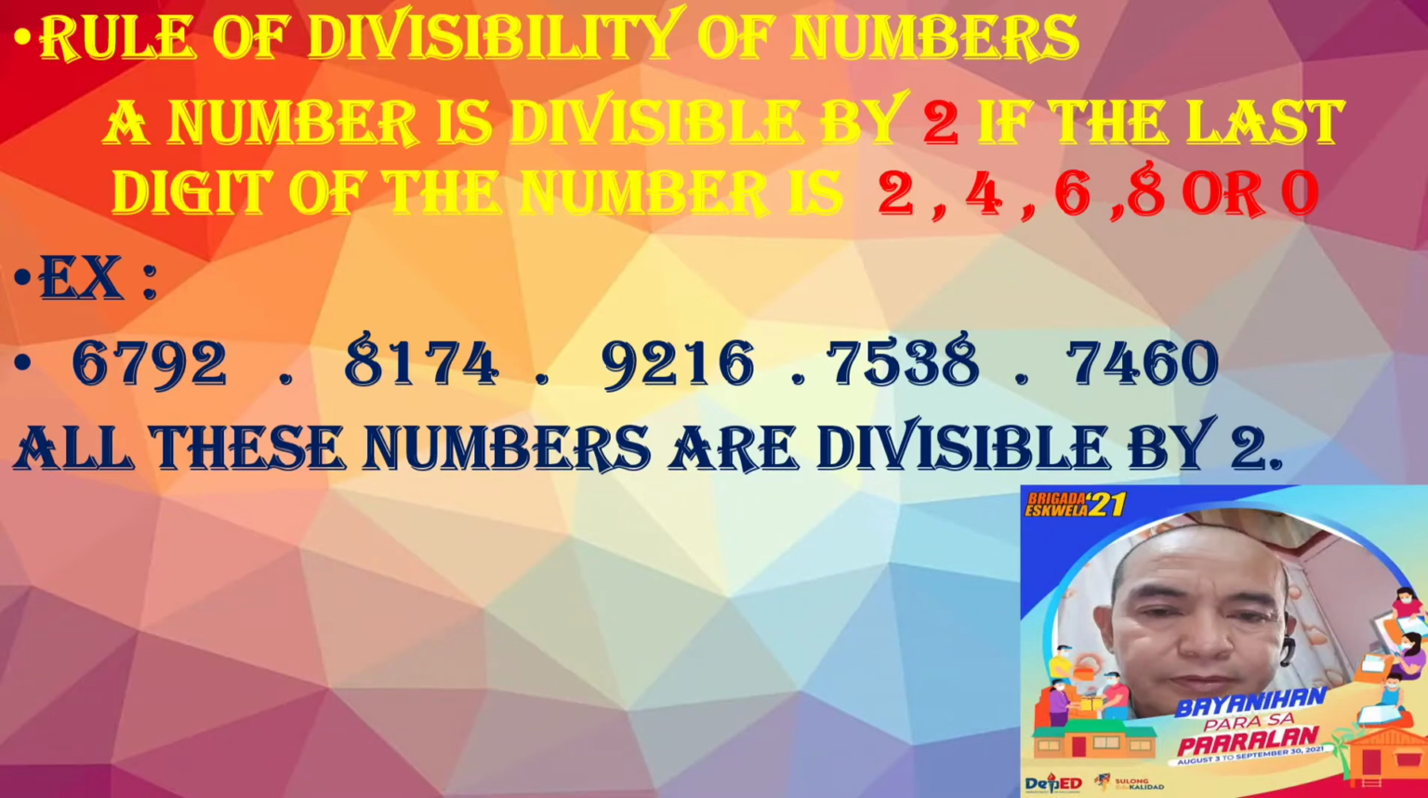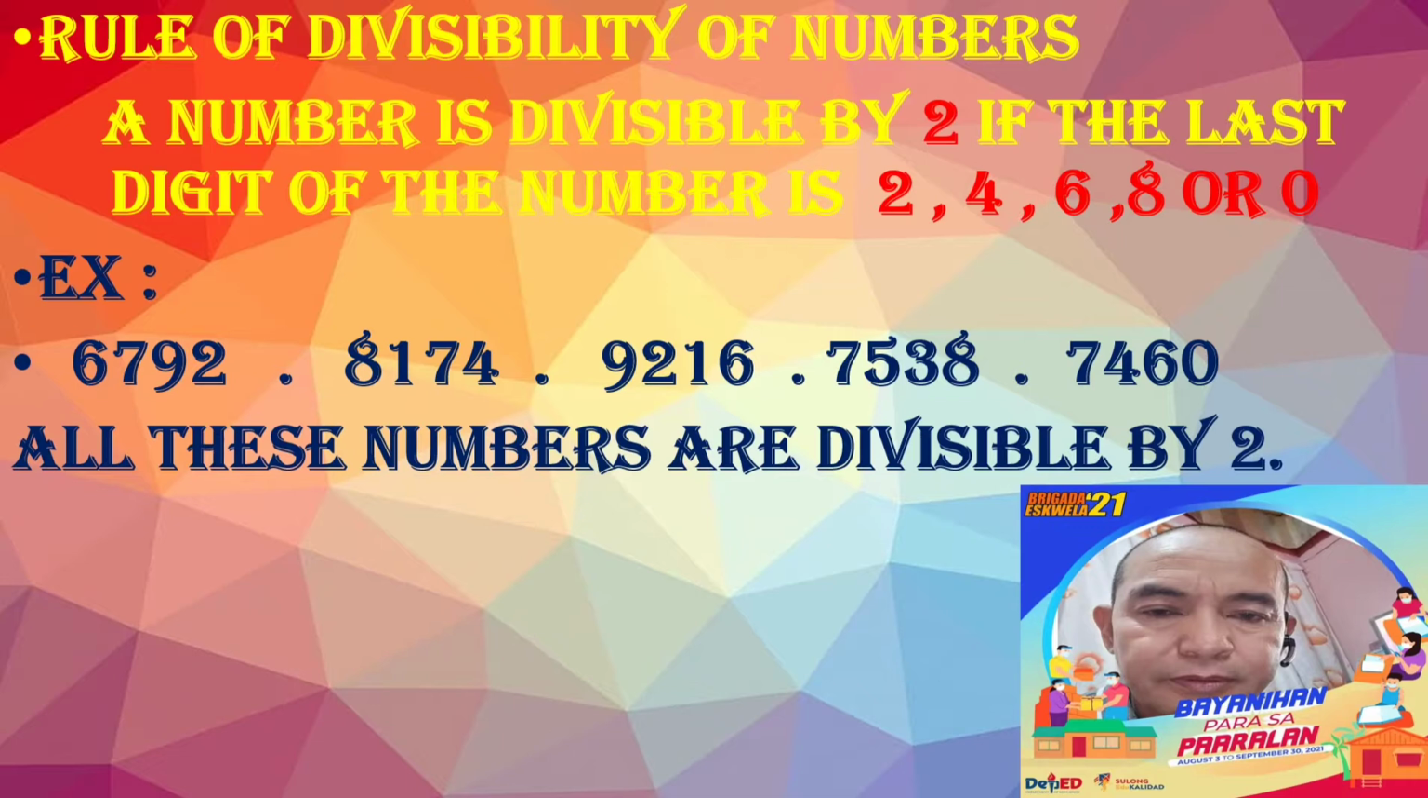So we can simply identify that these numbers are divisible if they end with 2, 4, 6, 8, and 0. Just like in the first example, we have 6,792. It ends with 2. So automatically, this is divisible by 2. 8,174 also ends with 4. So divisible by 2.